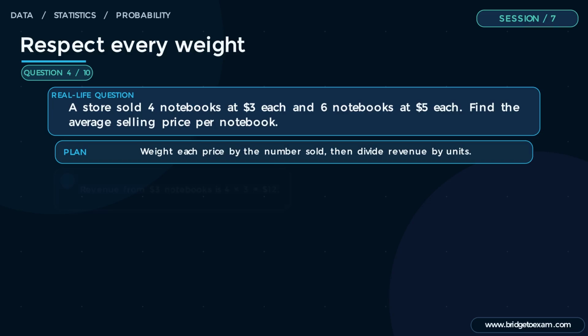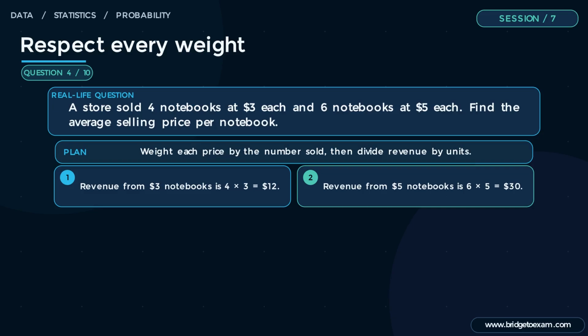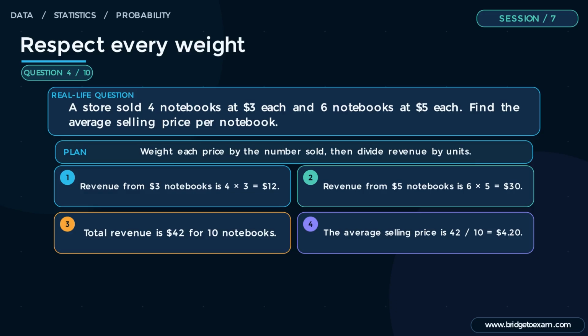Step 1. Revenue from $3 notebooks is 4 times 3 equals $12. Step 2. Revenue from $5 notebooks is 6 times 5 equals $30. Step 3. Total revenue is $42 for 10 notebooks. Step 4. The average selling price is 42 divided by 10 equals $4.20.